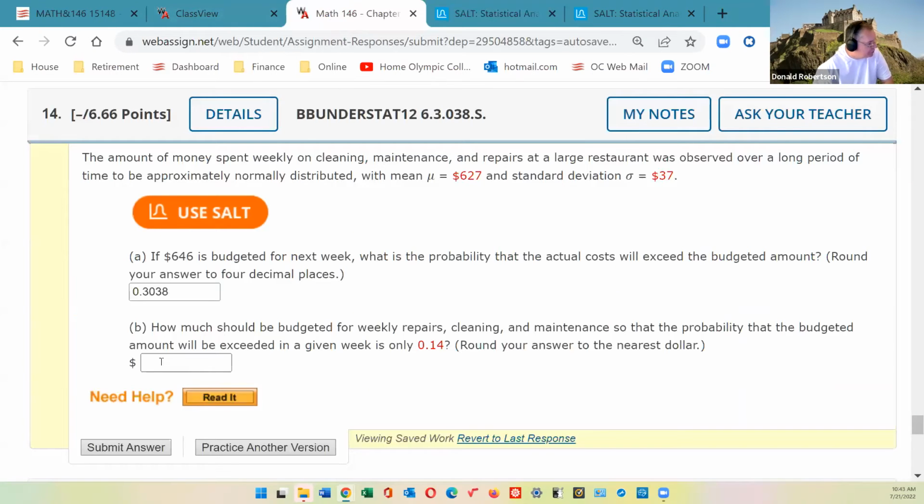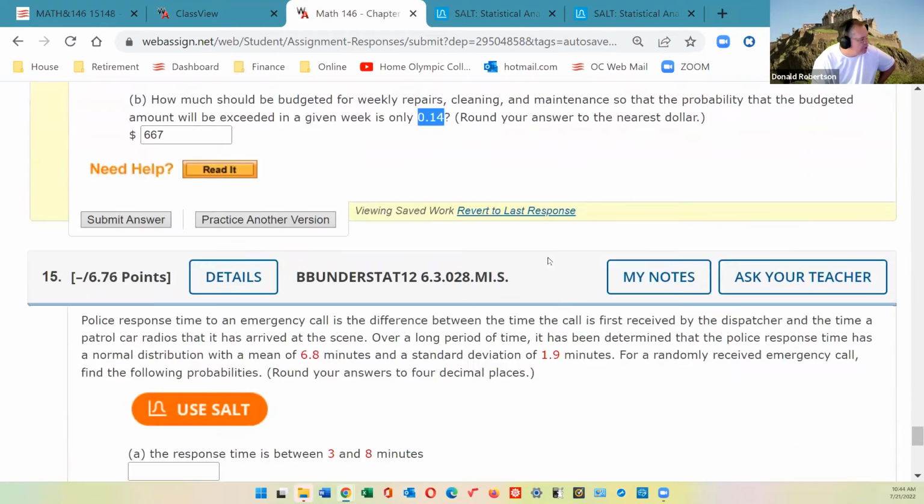So if they budget to the nearest dollar, let's see what that rounds off to. So that's about 667. So if you want to be safe, accepting 14% of the time, as long as you put 667 in your budget, you'll be able to do all the usual repairs most of the time. And then 14% of the time, you'll be underfunded.